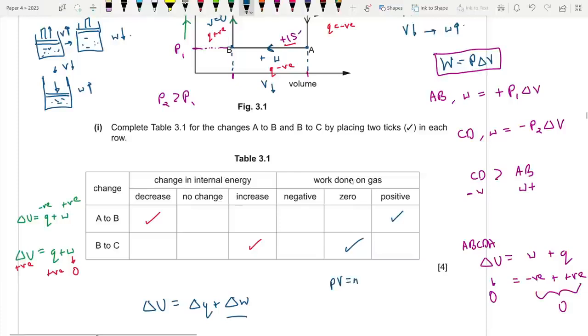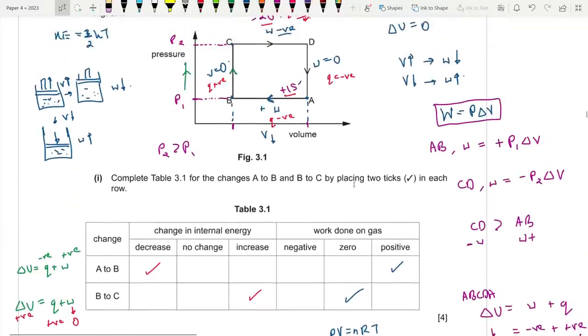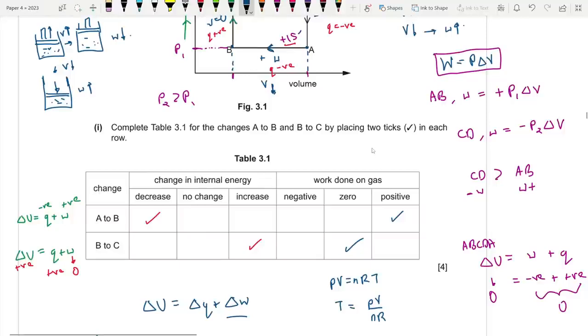We can use the formula PV is equal to nRT, and we can make temperature the subject. T is equal to PV by nR. How is this relevant? Because the volume has decreased from A to B, nR have remained constant, P has also remained constant, but V has decreased. Since V decreases, T will also decrease, right?